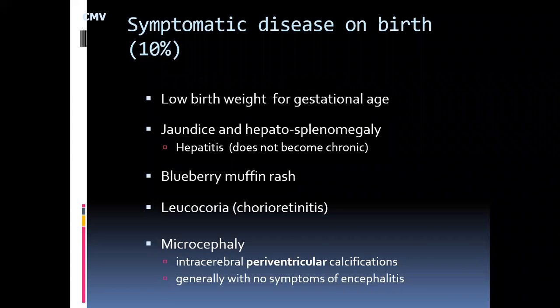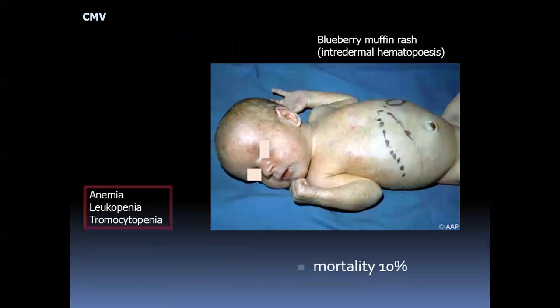There is also some microcephaly. Okay, so microcephaly is also a kind of anomaly. They can also produce this as part of the infection. So this is a photograph of the blueberry muffin spots. They can also produce extramedullary hematopoiesis, dermal hematopoiesis. They produce the muffin rashes on the body, with the blueberry, the blue color.